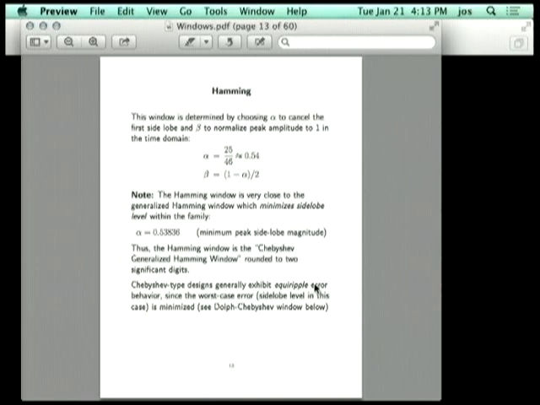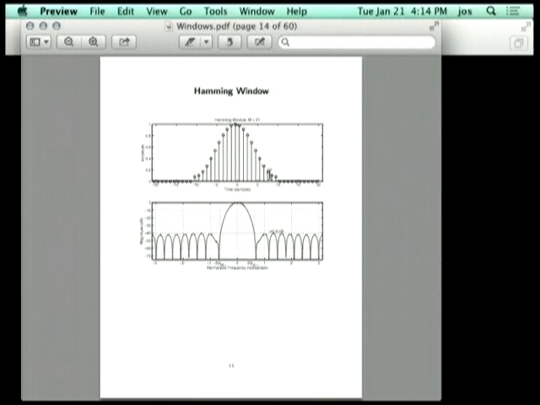Now, Hamming is another member of this generalized Hamming family, where you set alpha to 0.54, not 0.5, and beta is 1 minus alpha over 2. So you keep the peak amplitude at 1. So you're basically over-raising it. And when you look at the transform, you can see that what you're getting for that is a much more uniform side lobe distribution. And so it's closer to an equal ripple side lobe, which you could then say would be kind of a Chebyshev optimality.